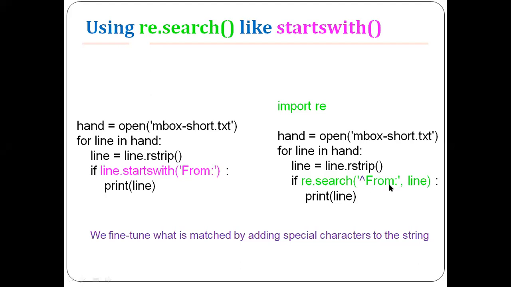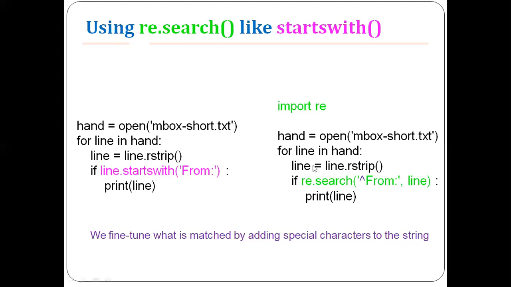If the line starts with the word from, then we're printing that line. Otherwise, we are skipping the rest of the lines and moving to the next line. When we read the next line and remove all the right white spaces, we're searching whether the line begins with a capital F R O M and a colon or not.